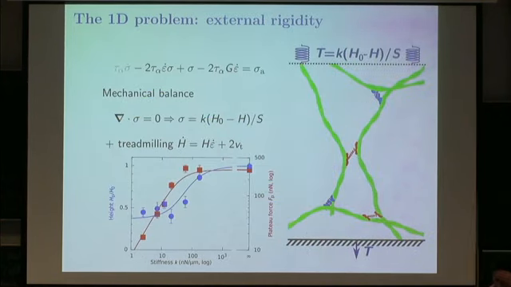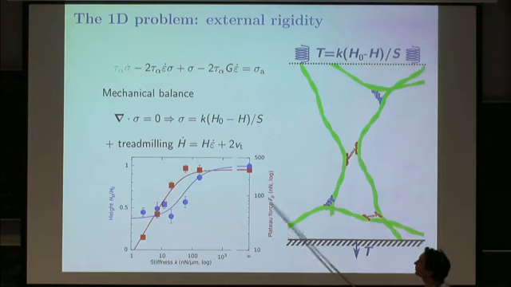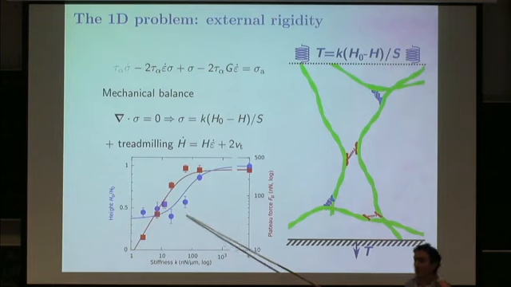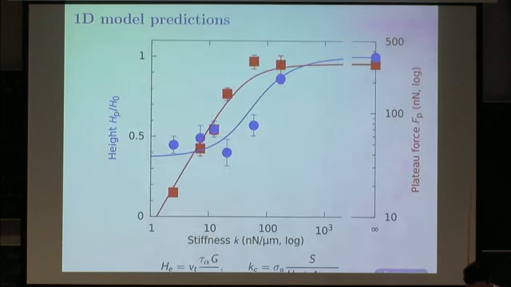So what does it give? If you add this treadmilling, you decouple the height evolution from epsilon dot, where you make a difference of the speed of polymerization, adding new material at the edges. You find that the length is regulated for small stiffnesses, and you have a very good fit of the 1D model with the experiments here, with just 2 parameters.